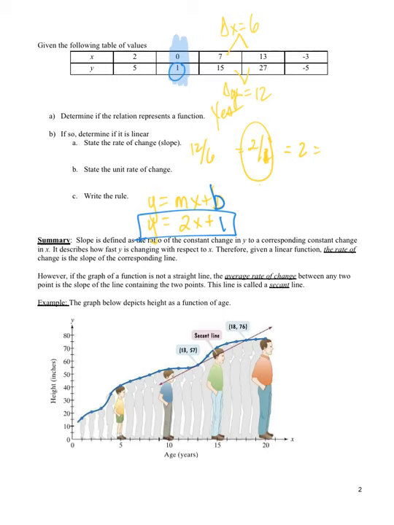So again, slope is defined as the ratio of the constant change in y to a corresponding constant change in x. So it describes how fast our y is changing with respect to our x changing. The rate of change is the slope of the line. Now, what happens if our function is not a straight line? So if I look at that, I see I have a function, but it is not a straight line.